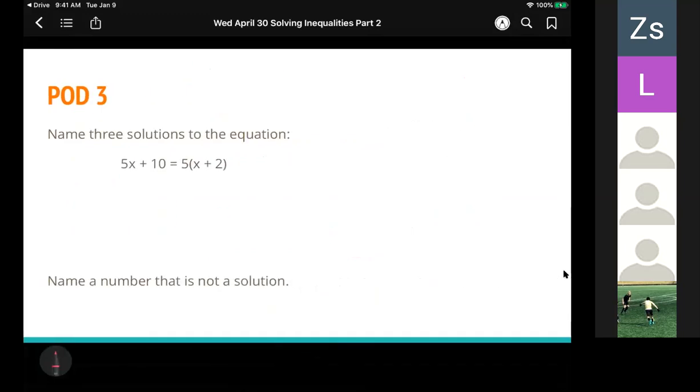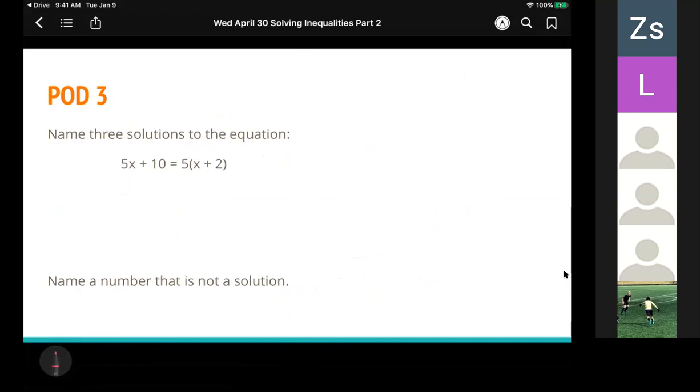Name 3 solutions to this equation. So I'm looking for anyone, just type in a number you think makes this true. Oh, come on, Poe. Really? All right. Type in a number under 10 that makes this true.